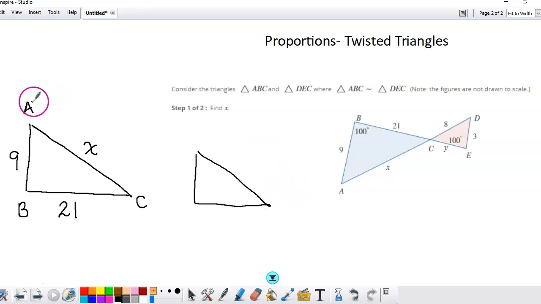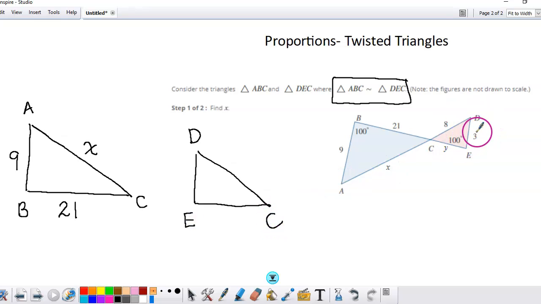Alright, so I've oriented my large triangle as ABC. So I need to pay attention to the note I was given here, how the ABC matches. So if I have A at top, B here, and C here, then I need D, E, C. A, B, C, D, E, C. So now I'm going to take a look at this little triangle and place the numbers. From D to E, I have a 3. From E to C, I have Y. And from C to D, I have 8.